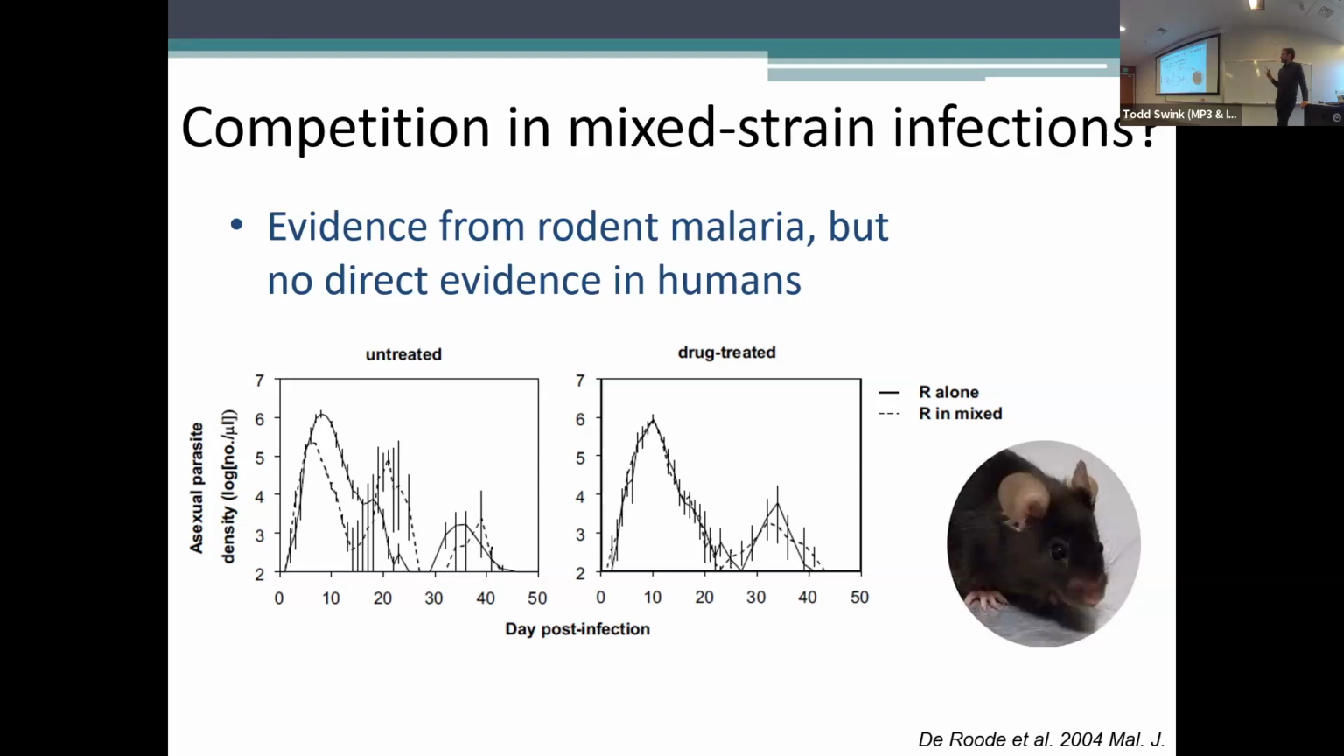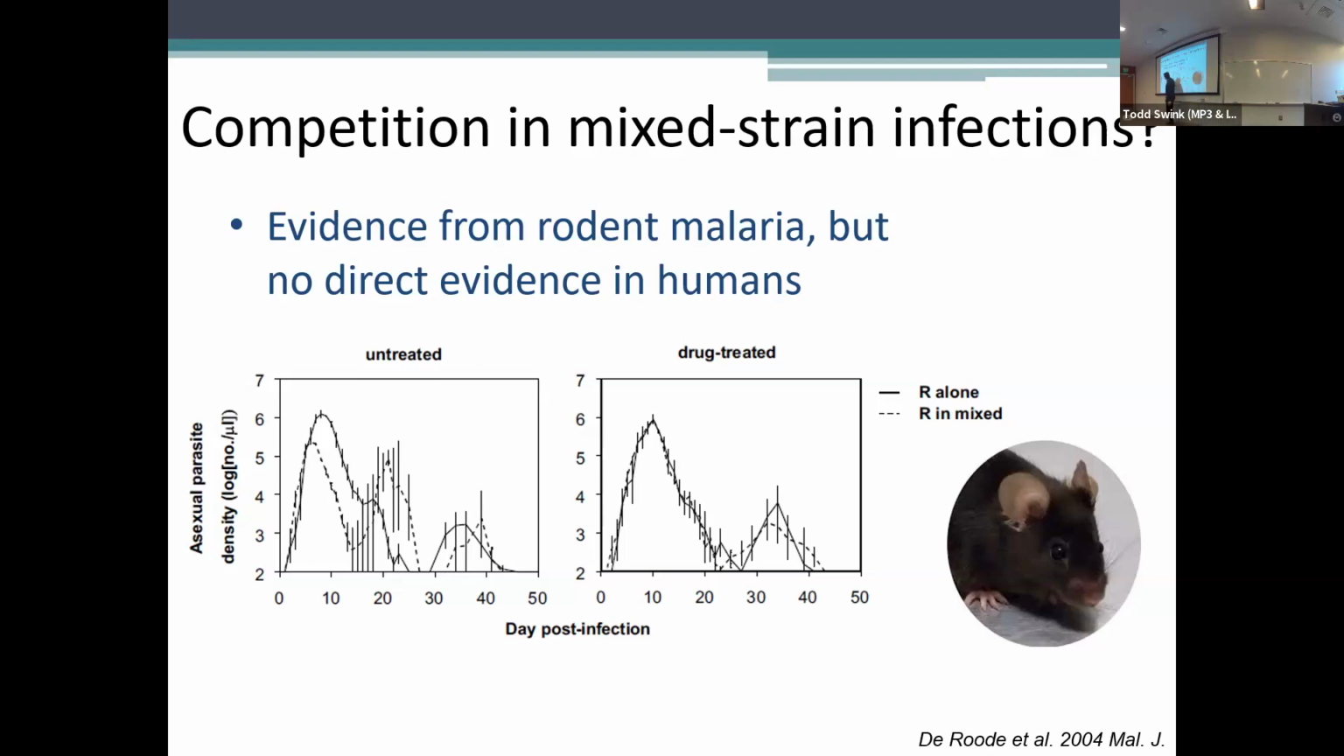But what we did here, my whole thesis was about understanding within-host competition. And so what we have here are two strains of malaria parasite, resistant and sensitive. We don't show the sensitive here. I'm just showing the resistant parasite on its own in solid lines and the resistant parasite in mixed infections in dashed lines. This was before we did all our publications in beautiful colors. We still had to be able to print it in black and white and still make it visible.